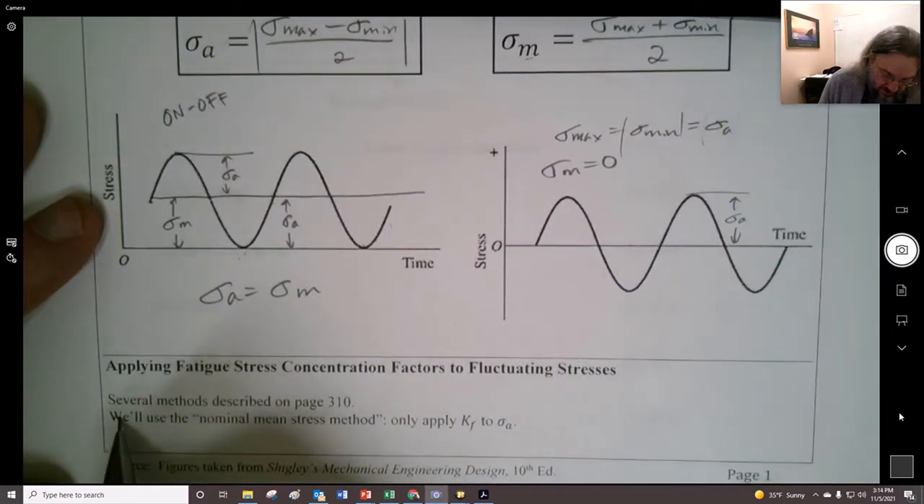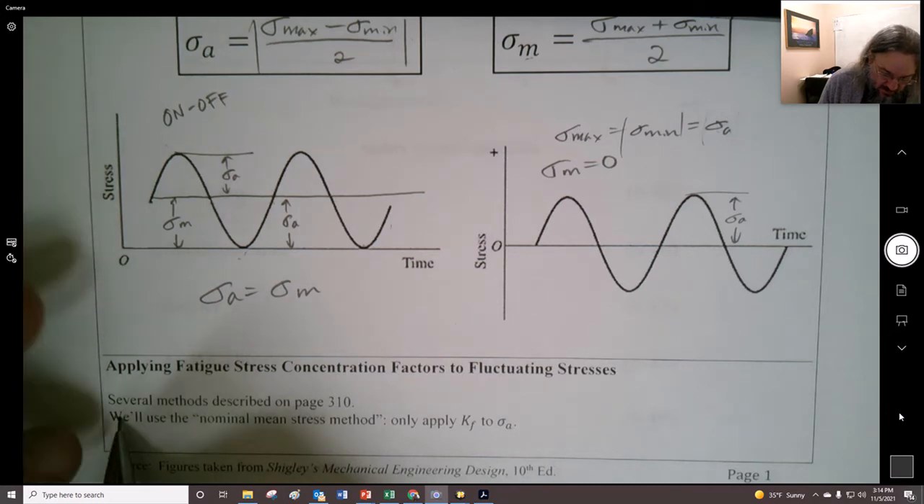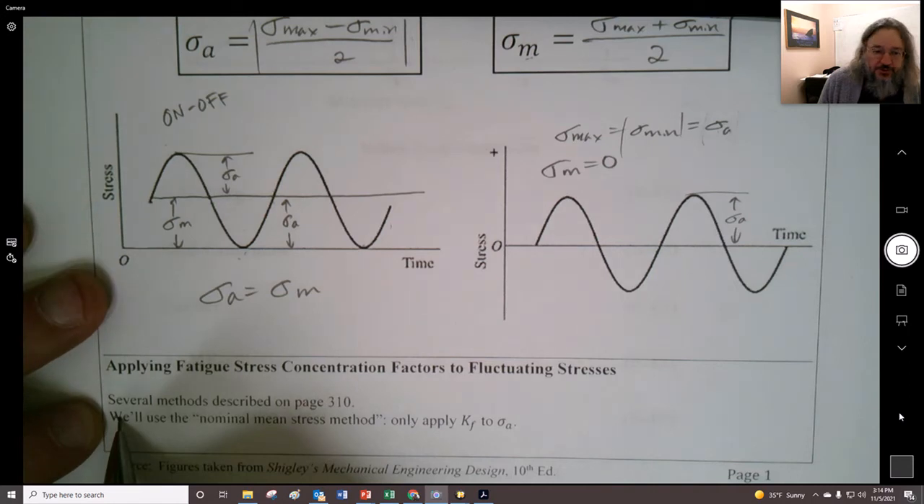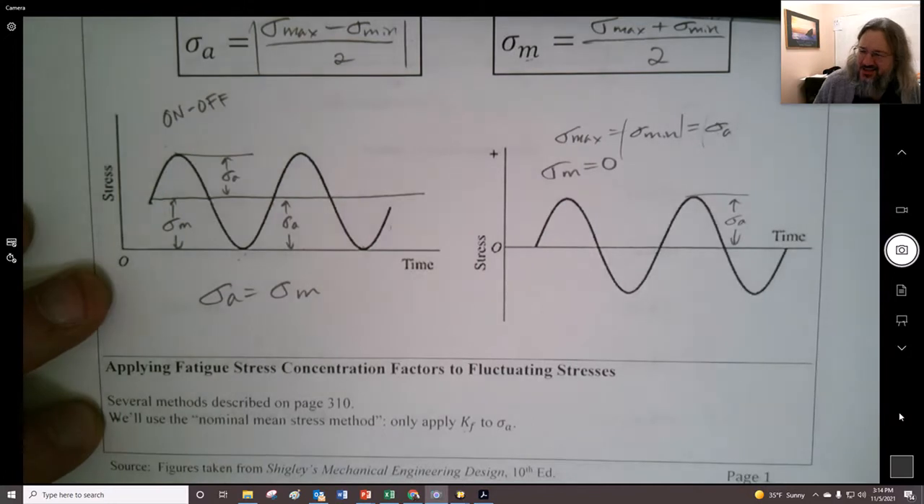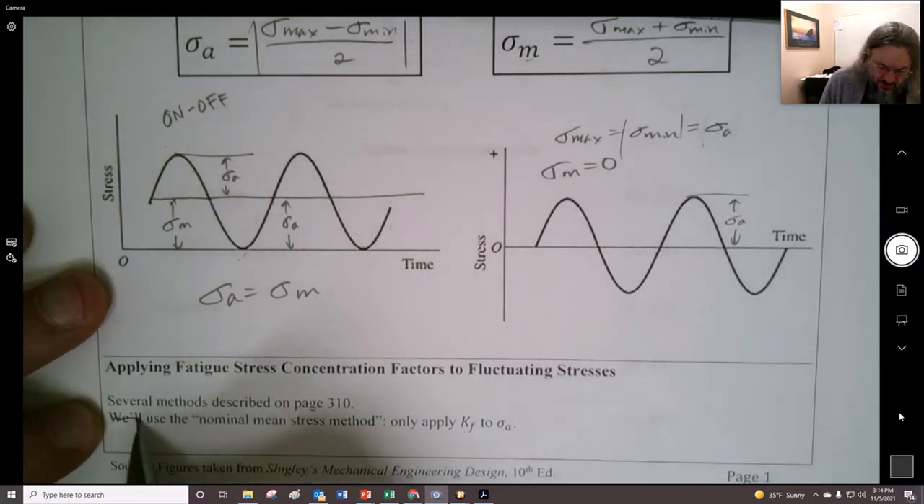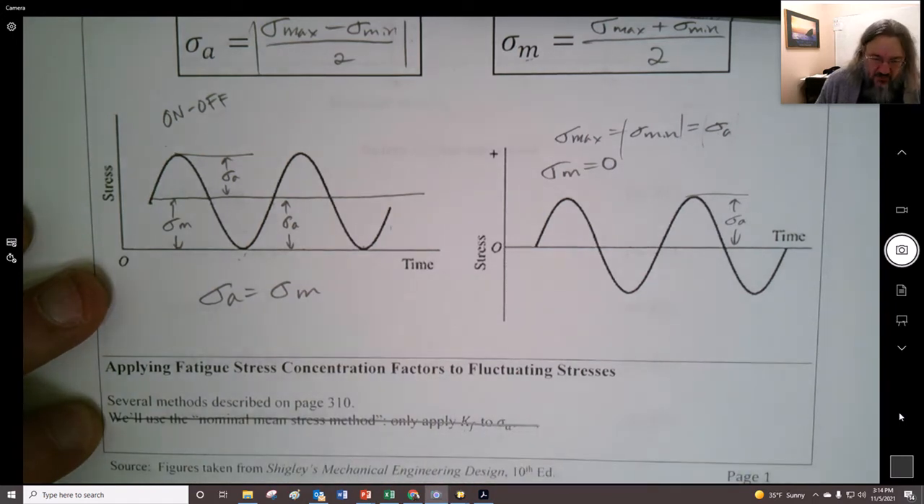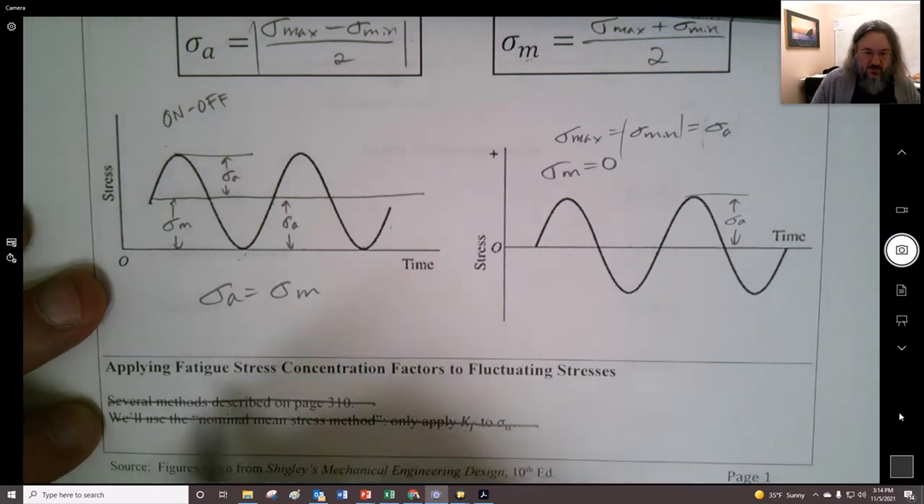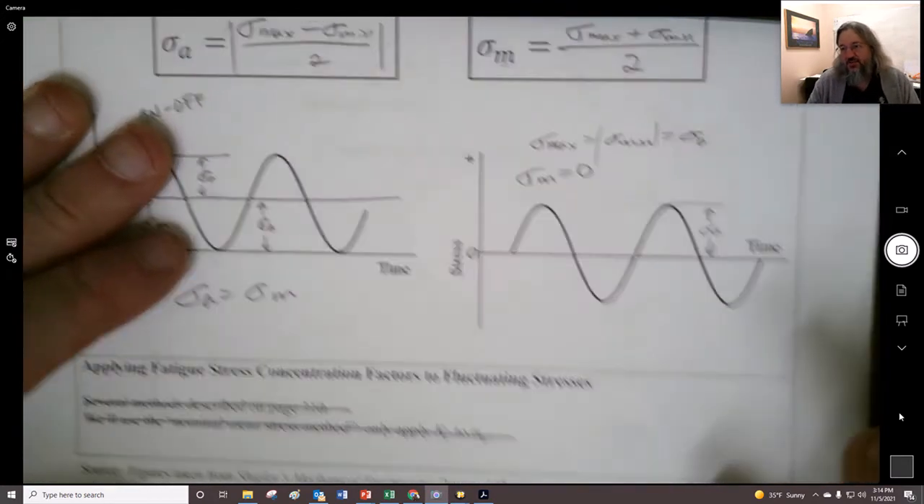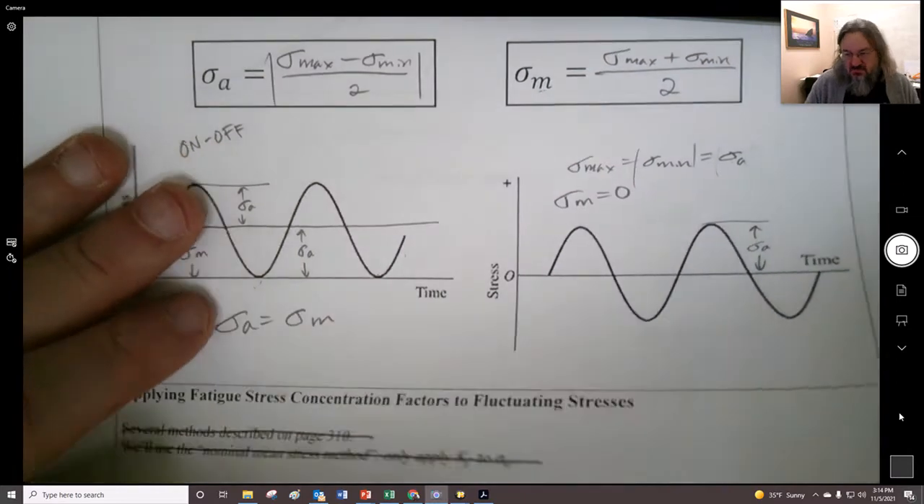I need to get rid of this statement, but there is a discussion in the book that you shouldn't use stress concentration on the mid-range. But we're going to go ahead because the book contradicts itself later on and does use the stress concentration on the mid-range. So for the sake of consistency and not to make this more confusing, I'm just going to cross that out. Maybe I made it confusing by even bringing it up, but what are you going to do, right?